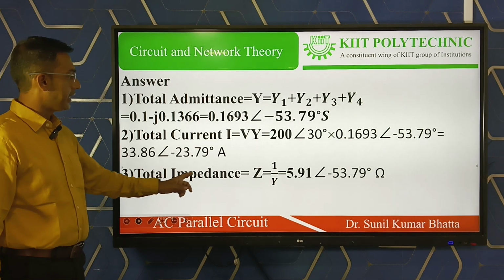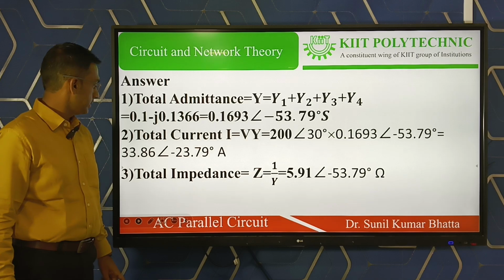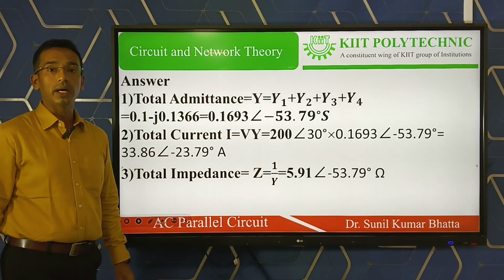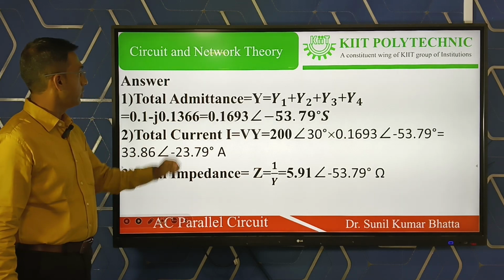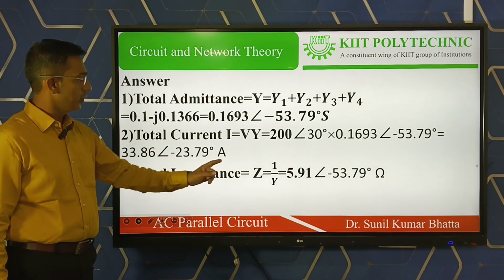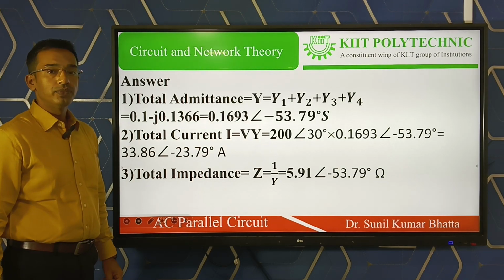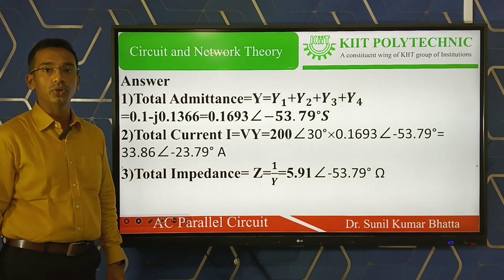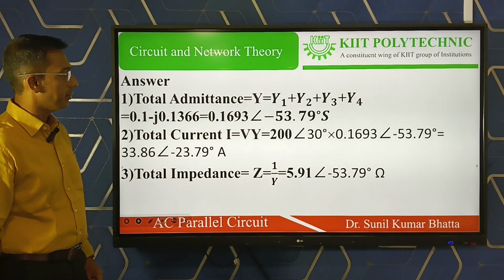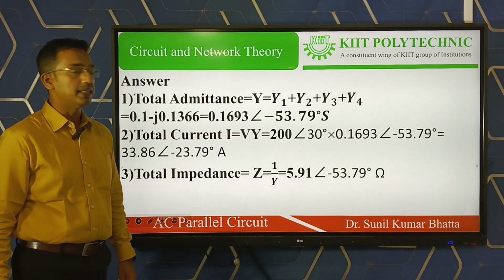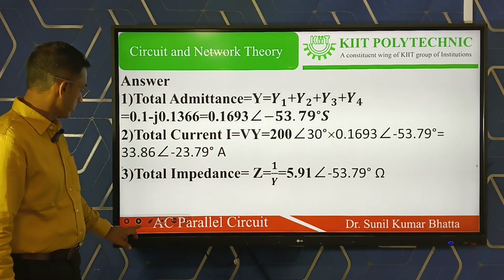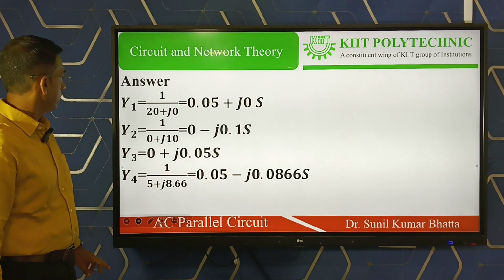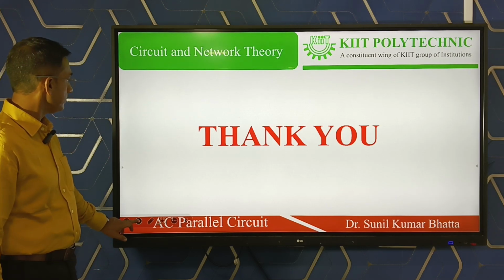Then the total impedance Z equals 1 by Y, where Y is already calculated. Just do the division and you will get 5.91, the magnitude of impedance, and the angle comes to minus 53.79 degree. So this is all about the AC parallel circuit.